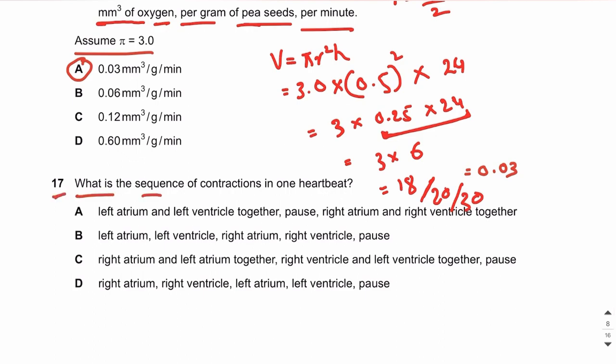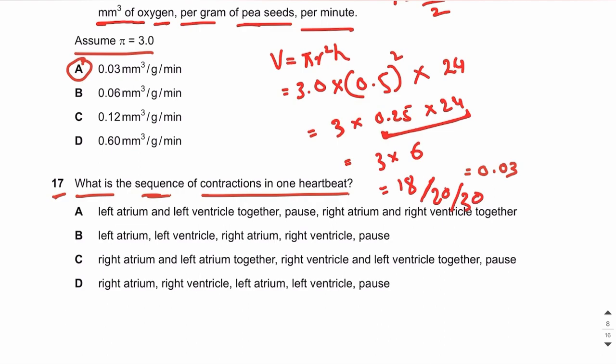What is the sequence of contractions in one heartbeat? So guys, you should know that when the heartbeat starts, the atria contract first. That is, both the right atrium and the left atrium contract together. So first there is atrial contraction, and then after the contraction of atria, ventricles contract. That is the contraction of both the right ventricle and the left ventricle. They contract together. And then there is a pause in which the entire heart is relaxing.